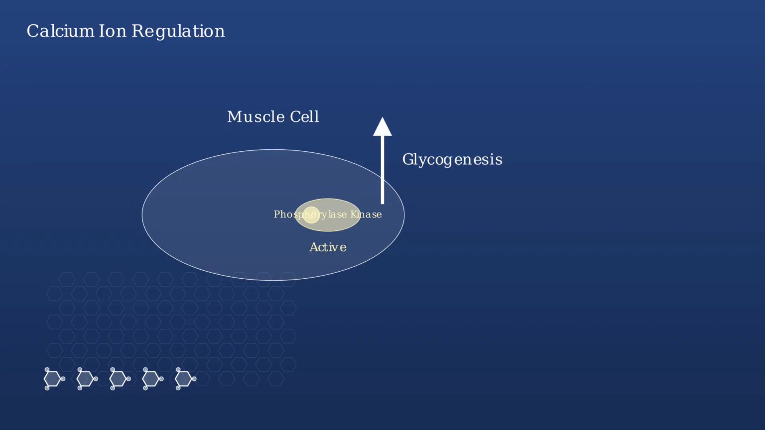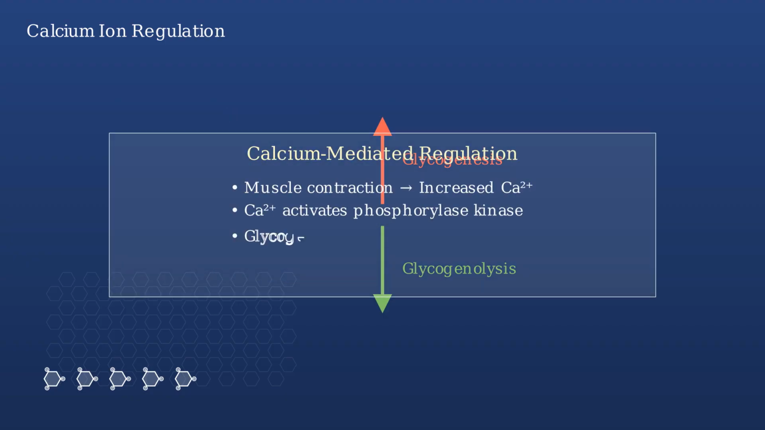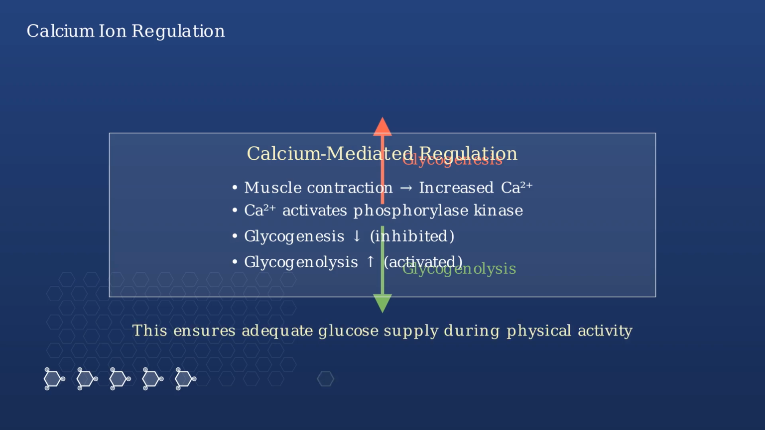Once activated, phosphorylase kinase inhibits glycogenesis, the process of building glycogen. At the same time, it promotes glycogenolysis, the breakdown of glycogen into glucose. This calcium-mediated regulation creates a direct link between muscle contraction and energy mobilization. This regulatory mechanism ensures that muscles have adequate glucose supply during physical activity when energy demands are high.